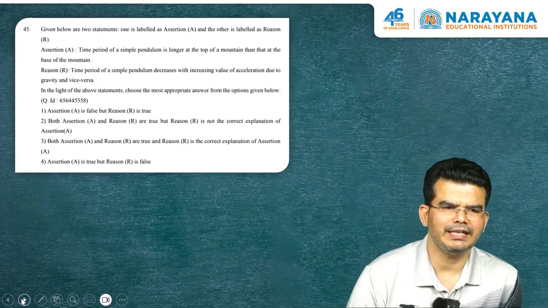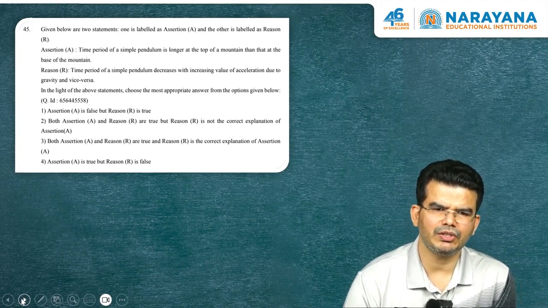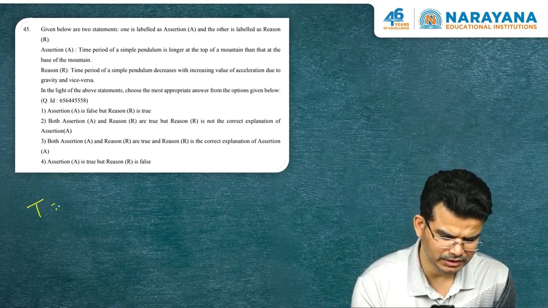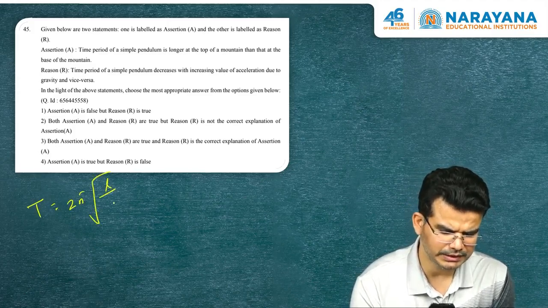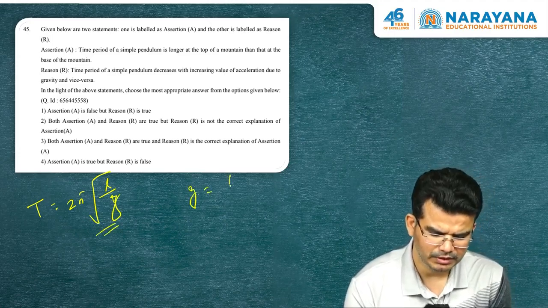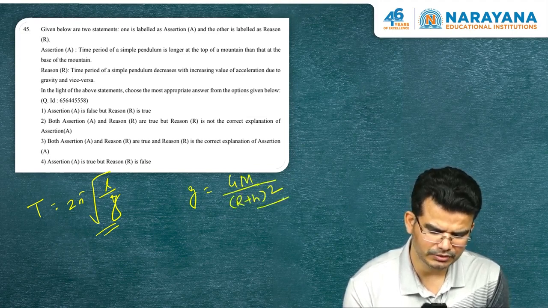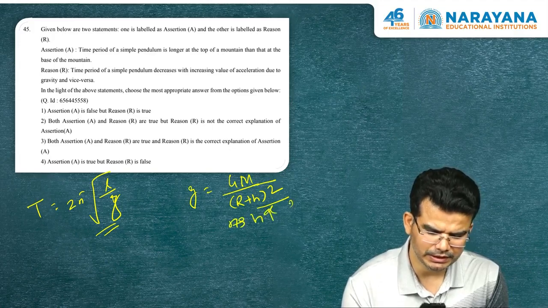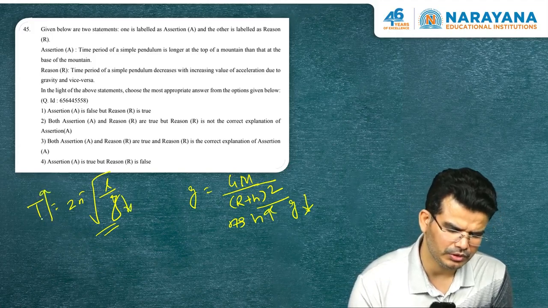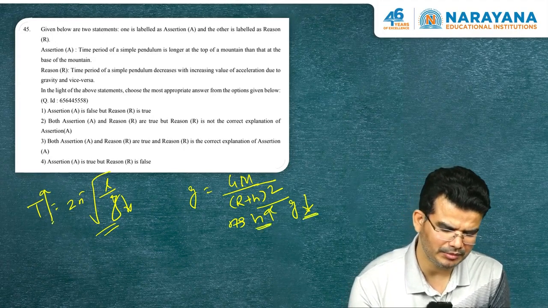Okay. Again it is an assertion reason question. What are they saying? Assertion: time period of a simple pendulum is longest at the top of the mountain than at the base of the mountain. So, what is the formula for time period? It is 2 pi root over L by g. This is the basic formula. Now, what is the g formula? G M upon r plus h whole square at some particular height. So, you can see as h increases, g decreases. So, definitely when g decreases, time period will be more. At the peak of the mountain, height will be more, so g will be less and time period will be more.